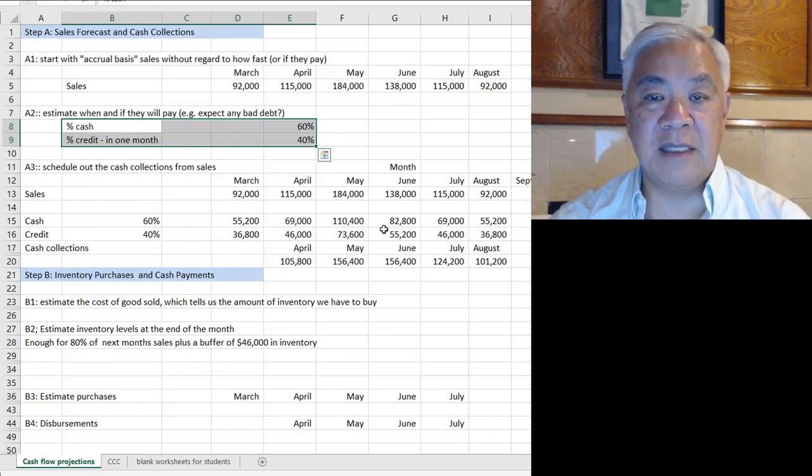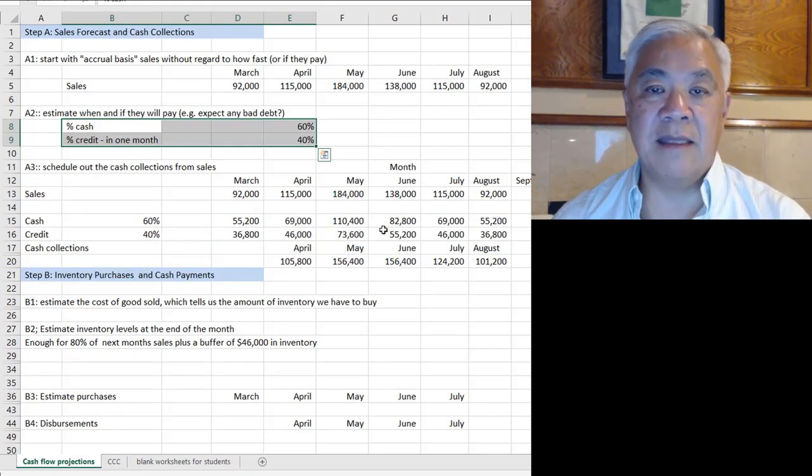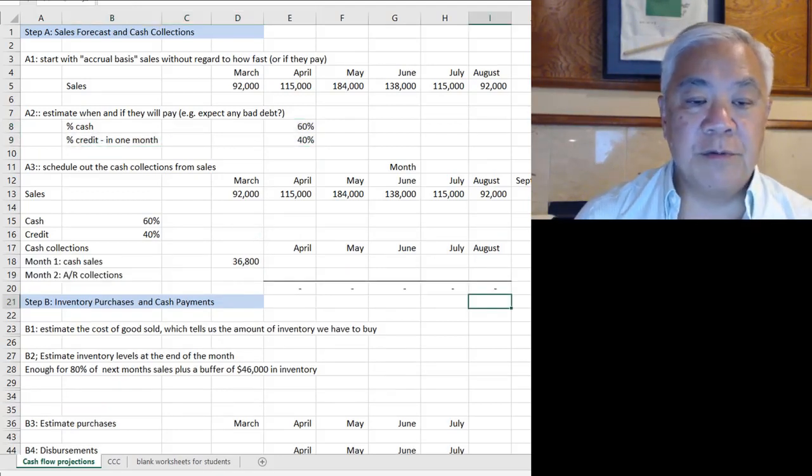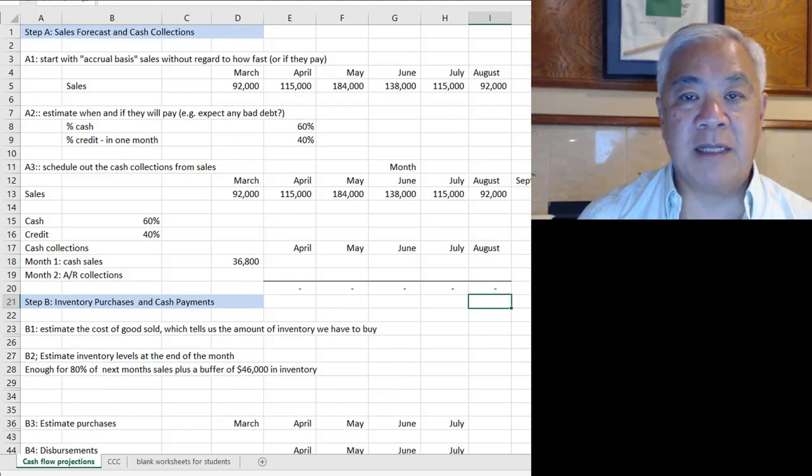So what you'll see in the spreadsheet is that each row or column or cell is by itself not particularly complicated. So you kind of have to stay with it because there's a lot of numbers and they all have to come together. So I'm going to go through this methodically, and if you do so, you won't fall short. All right, so that's A2, which shows the mix of when we collect money.